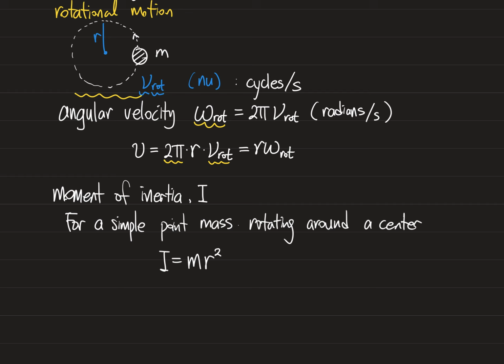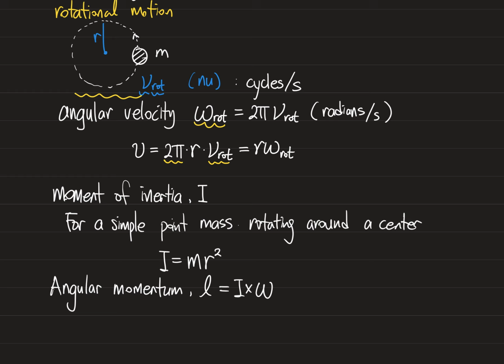With these pieces, we can define the rotational equivalent of linear momentum, which is the main focus of this subsection: angular momentum, which is denoted by small letter L, usually an italicized small letter L. The fundamental definition of the angular momentum is the moment of inertia I multiplied by the angular velocity omega.